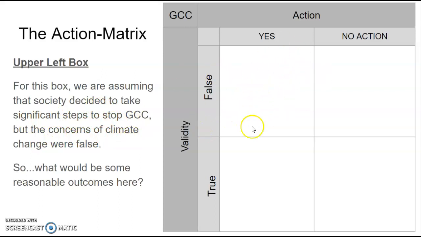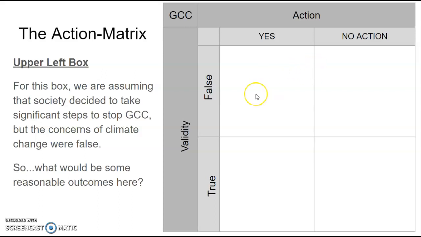So we decided to do a bunch about it, and we made all kinds of big changes, but we didn't need to because it turns out all the scientists' predictions were wrong. And so, what would be the future? What would be the predictable outcome of that? Well, first of all, it would have cost a lot of money, trillions of dollars. Probably put us into a global recession. Probably put us into difficult situations politically and economically.